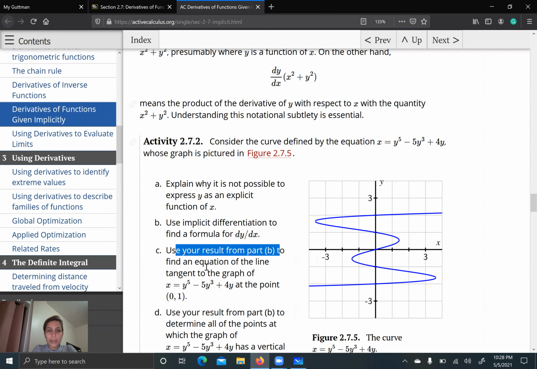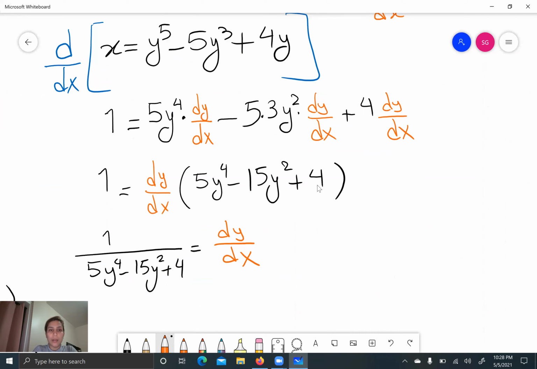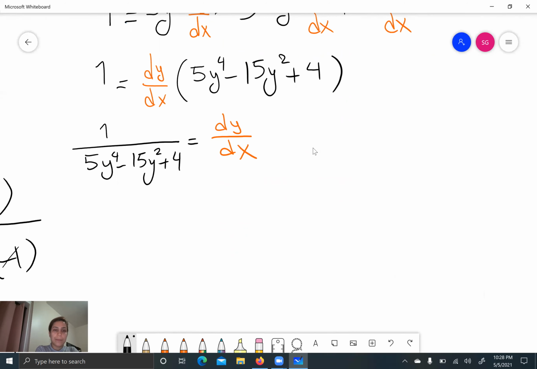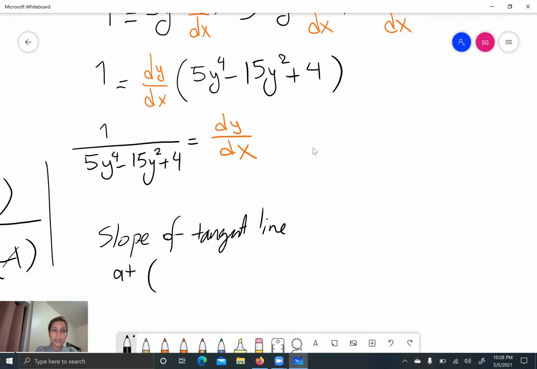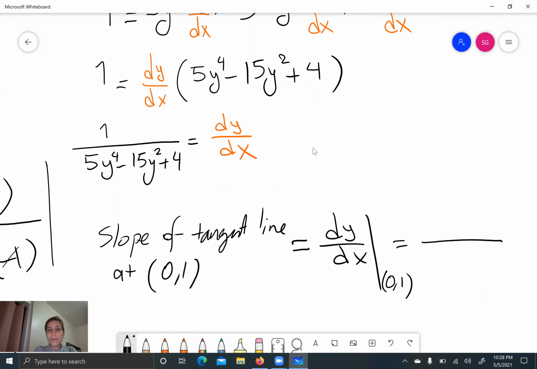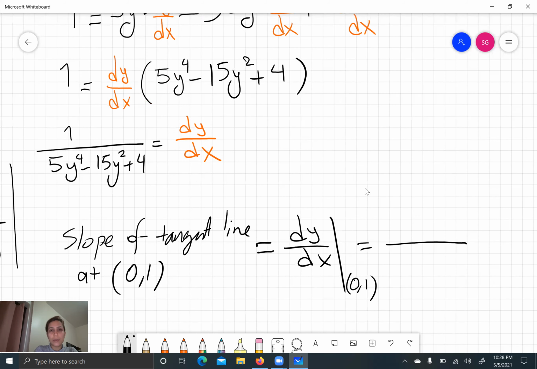Now use your result to find an equation of the line tangent to this graph at the point (0, 1). Okay, so the tangent line at the point (0, 1). What is the slope of that? The slope of the tangent line at the point (0, 1) is going to be the derivative of y with respect to x at the point (0, 1). That means substitute the values 0 and 1 in this equation.